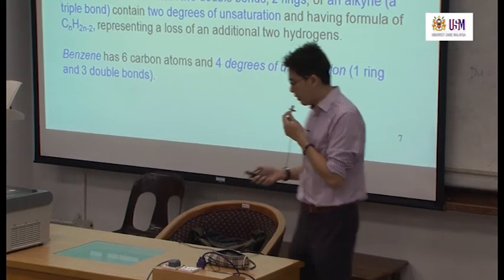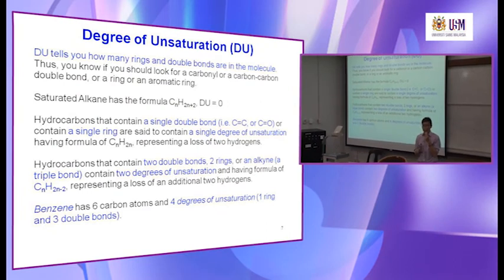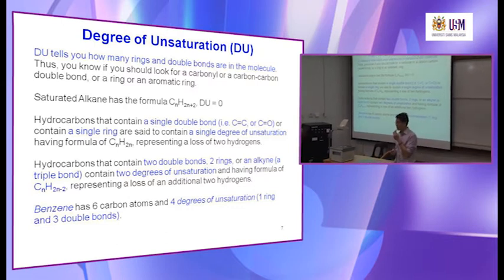So for a saturated alkane, why do we call it saturated? Because it doesn't have any double bond. Its degree of unsaturation is equal to zero. There's no double bond, there's no ring in there. Hydrocarbons that contain a single double bond, C double bond C or C double bond O, or contain a single ring, are said to contain a single degree of unsaturation, having the formula CnH2n. This one is CnH2n plus 2, so it represents a loss of 2 hydrogens. So a single degree of unsaturation means the loss of 2 hydrogens. Clear?